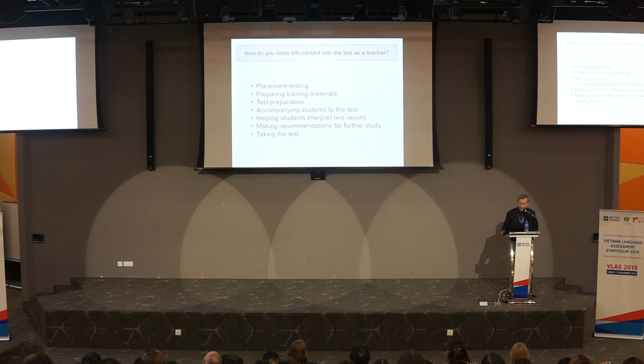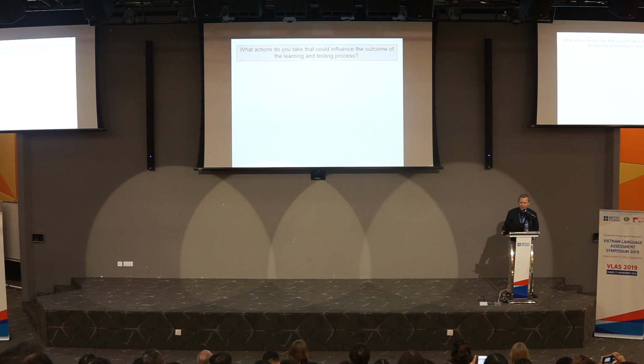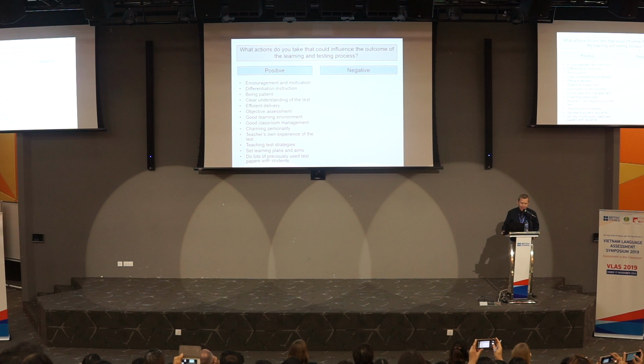For the second question, what actions do you take that could influence the outcome of the learning and testing process? We broke down the answers into positive and negative responses. For the positive responses, we got a lot of replies. It was good to see that teachers were aware of the importance, for example, of encouragement, clear lesson aims, and test familiarity. On a more worrying side, it's interesting to note they deemed doing lots of past papers as a positive influence. But perhaps that's a debate for another speech, maybe not now.